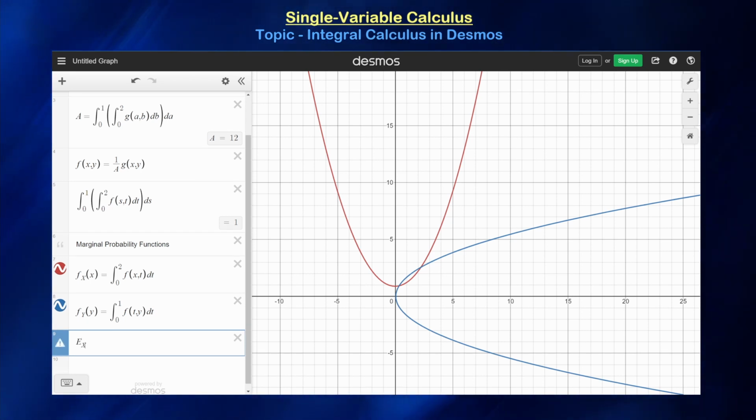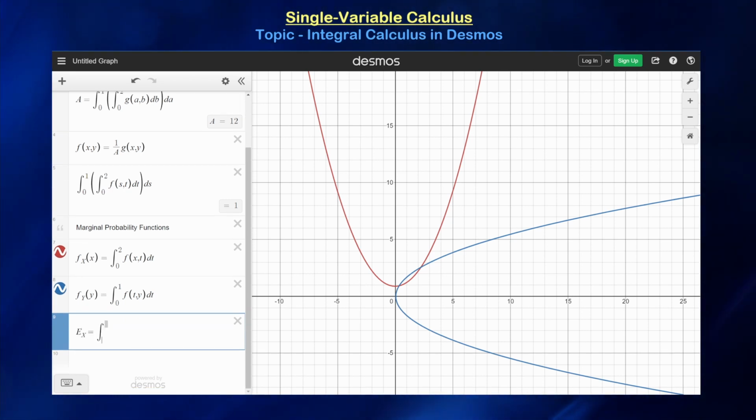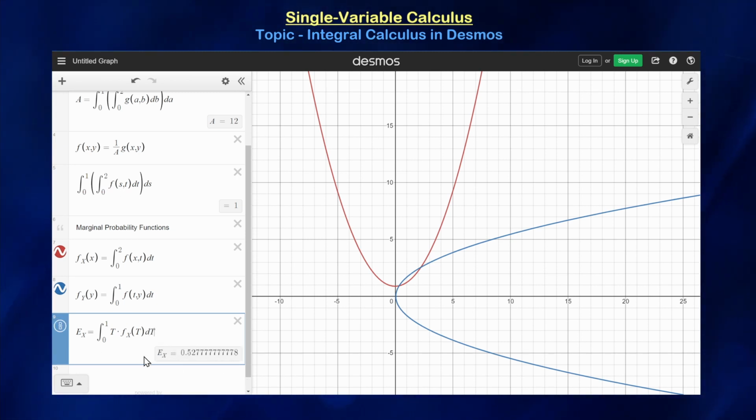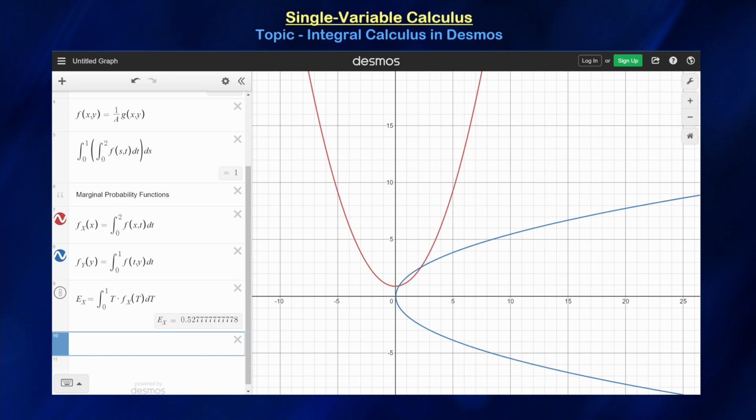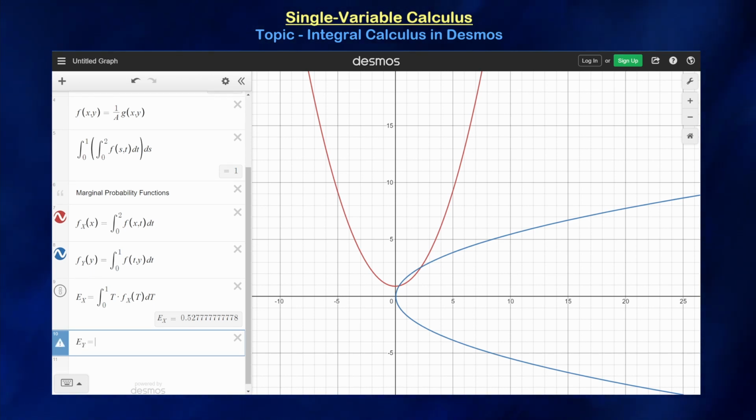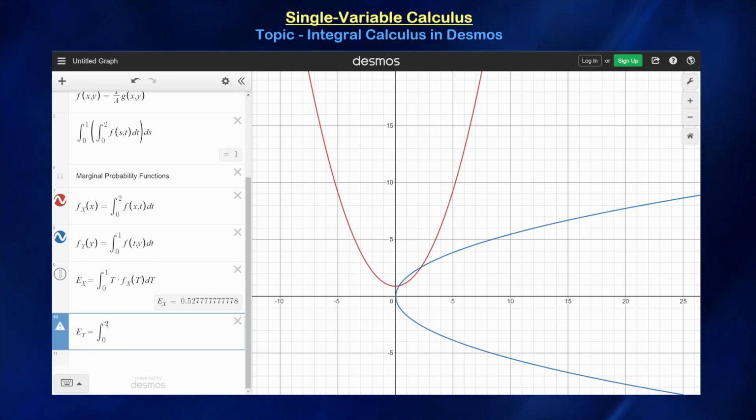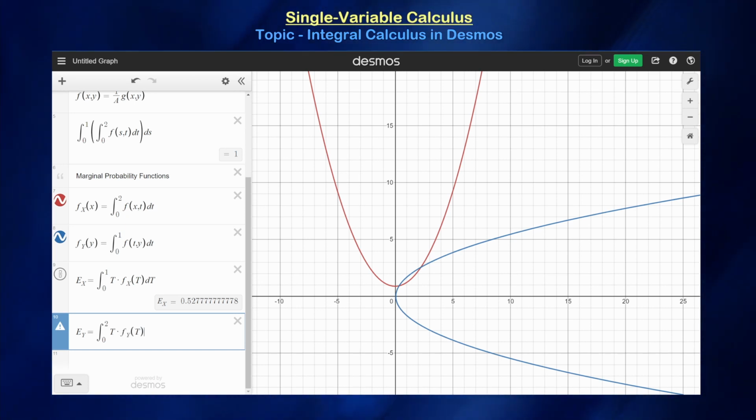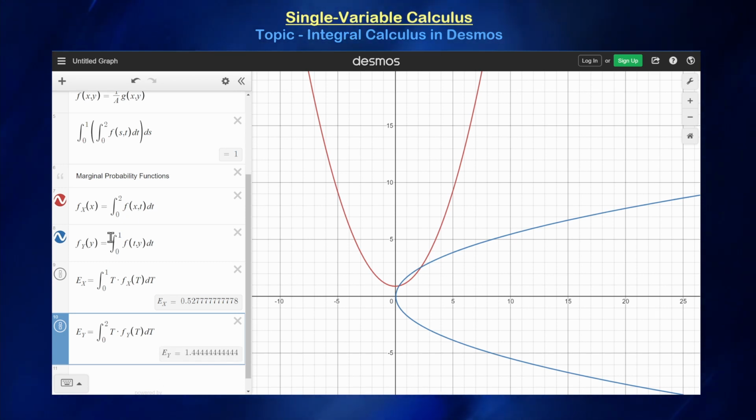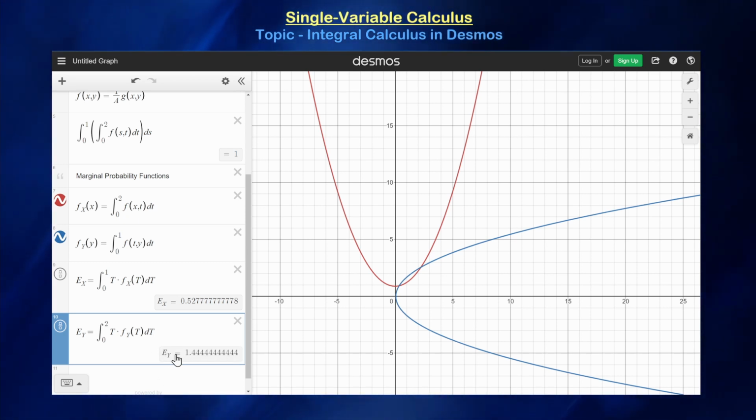For example, the expected value of x can be found by integrating across the x domain, 0 to 1. I'll use capital T since I've already used t in the definitions of our marginal functions. So T times our marginal function of x of T dT. So that's the mean of our x value. And then let's look at the mean of y. So the expected value of y is going to be equal to the integral across the y domain 0 to 2 of t times our marginal function y of t dt. And that, of course, gives us the mean value of y, right?